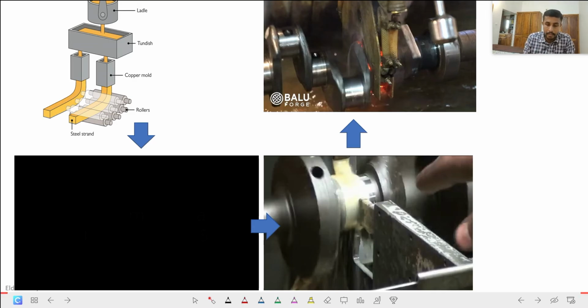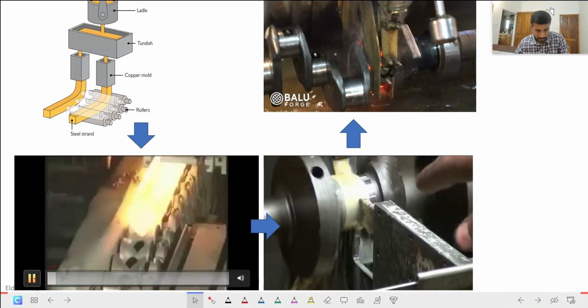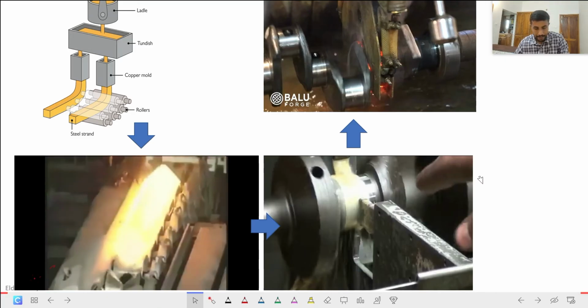Initially, we have a raw material. We pour the raw material, and this is a continuous casting process. At the end of the continuous casting process, we get an ingot, a bloom type of ingot. Next we will see what the next process is. See, this one is the final product from continuous casting.